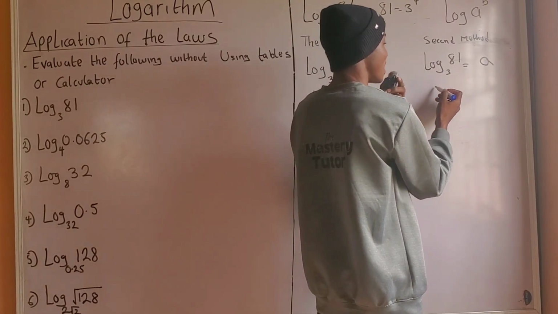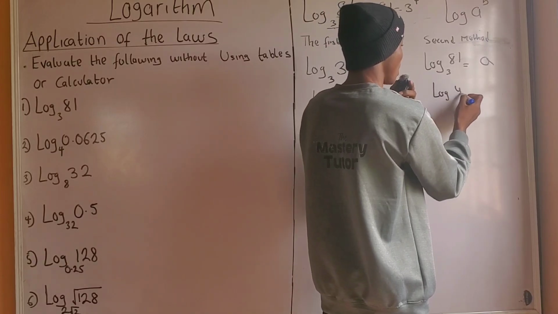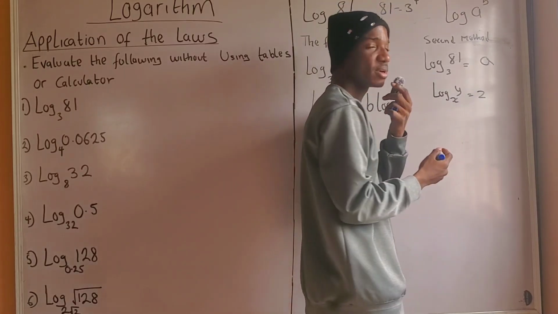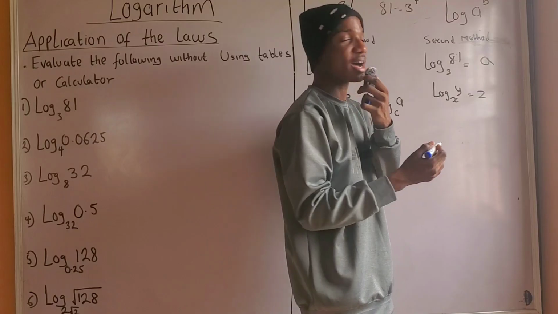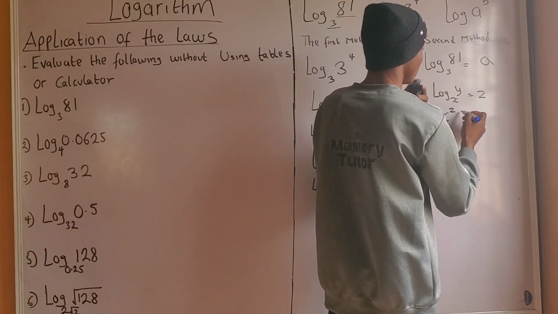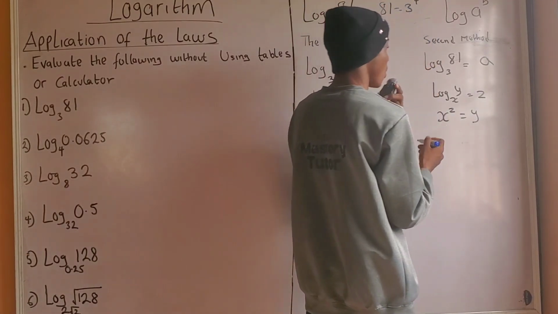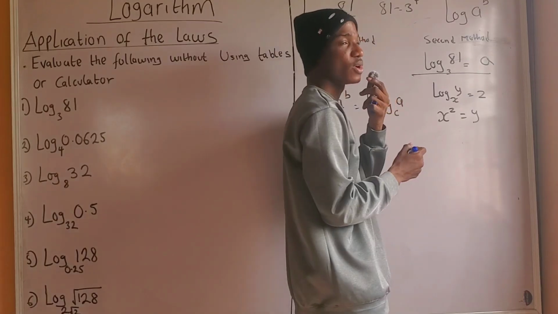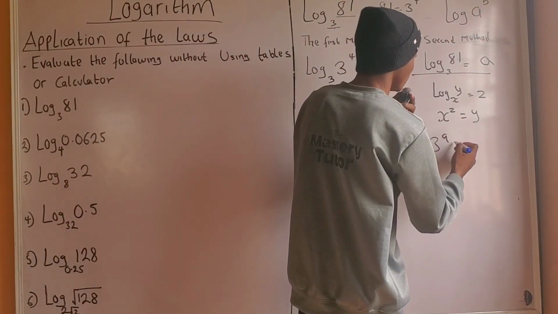Recall that I gave you this law. If you have log y base x equals z in logarithmic form, it can be written in index form as x raised to the power of z equals y. So therefore, I'm going to write this in index form. I'm going to have 3 raised to the power of a equals what?